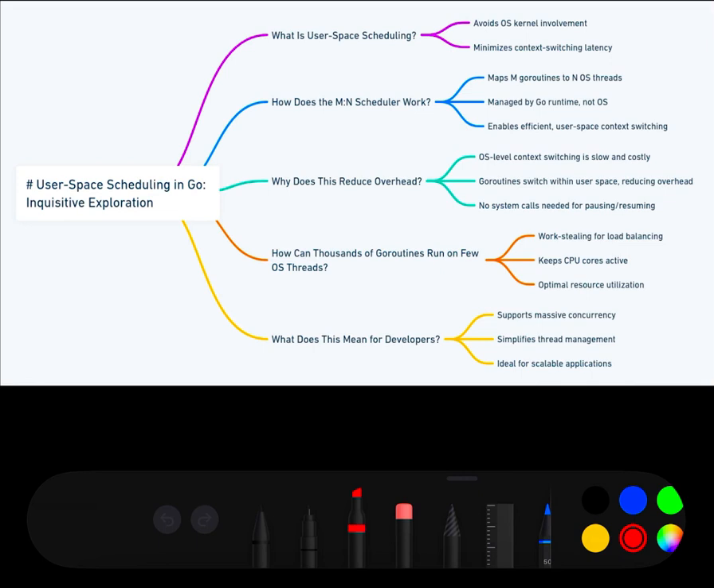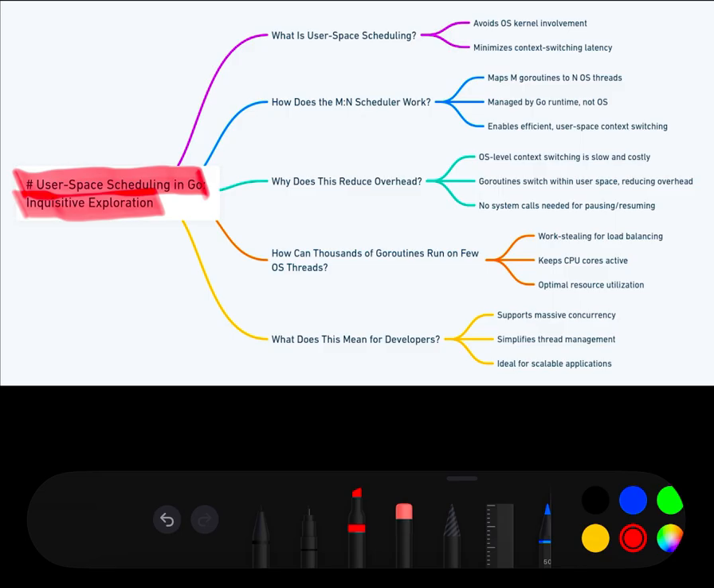Have you ever wondered what makes Goroutines in Go so uniquely lightweight and efficient? It all comes down to user space scheduling and Go's clever MN scheduler. But what exactly does that mean, and why is it so powerful?